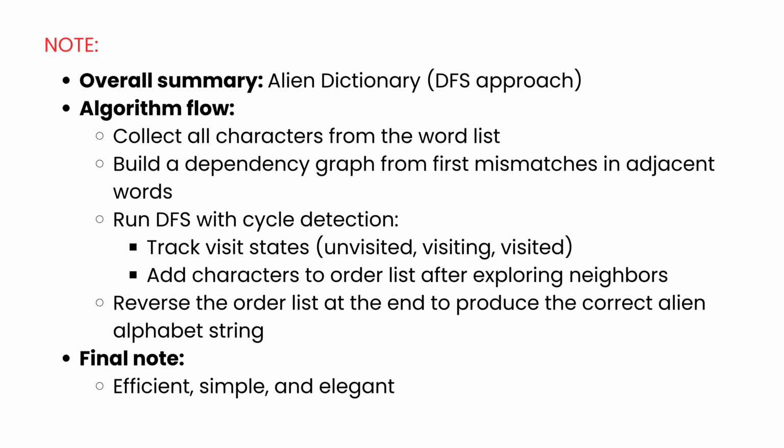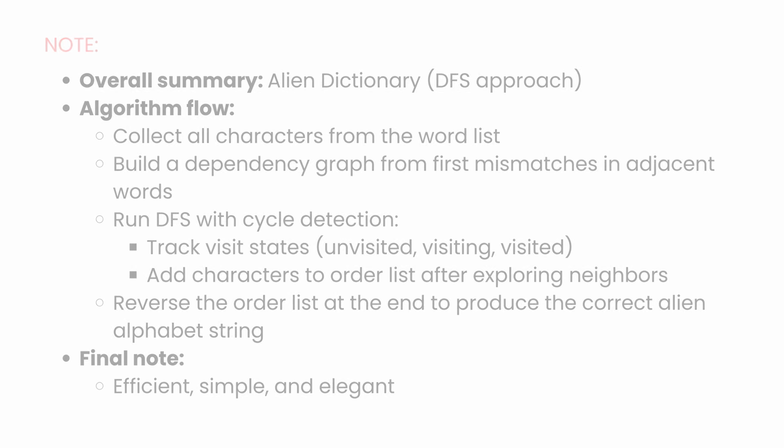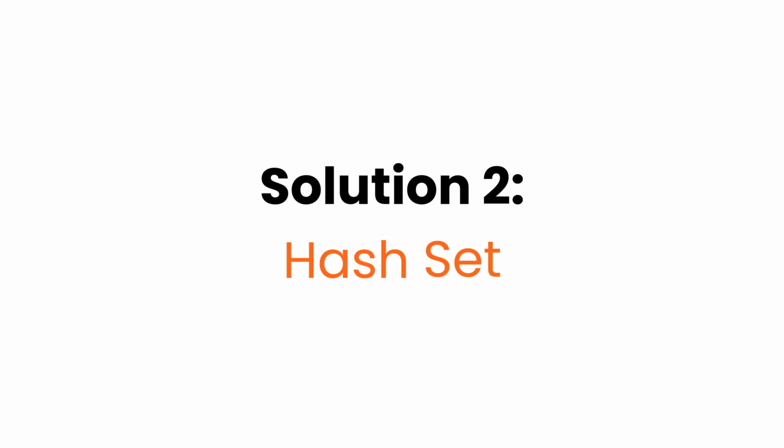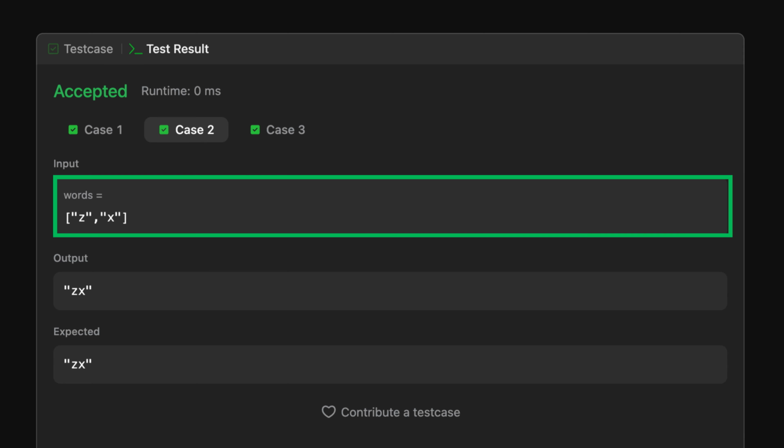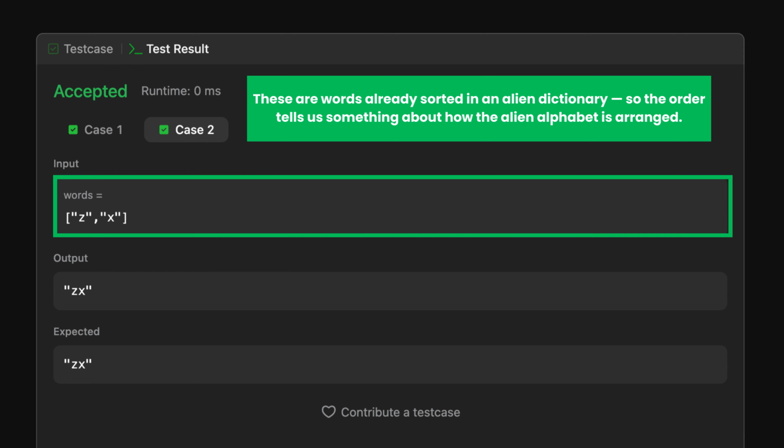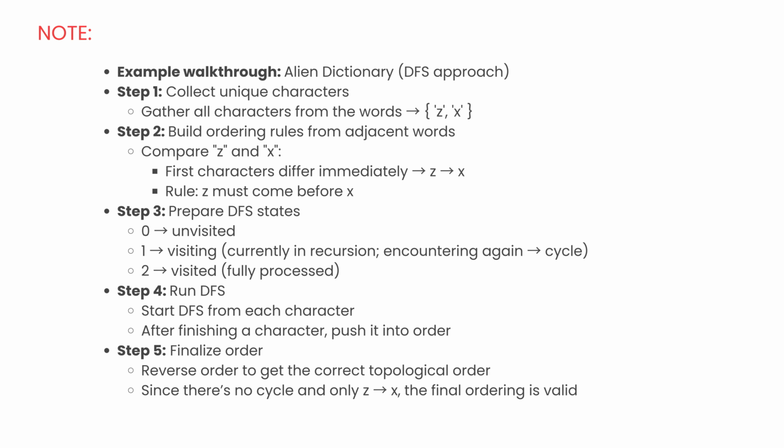Efficient, simple, and elegant. Let's test our function using this input: Z, X. These are words already sorted in an alien dictionary, so the order tells us something about how the alien alphabet is arranged. First, the code gathers every unique character from all words. Here that's just Z, X.